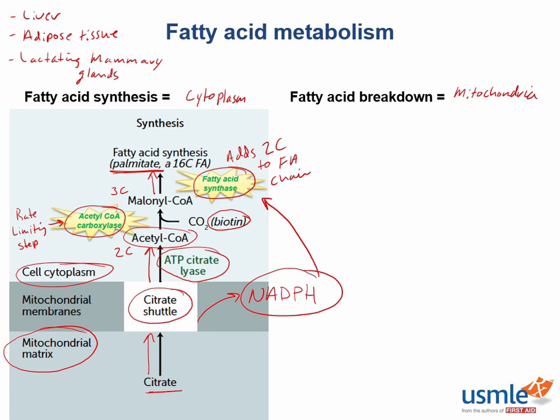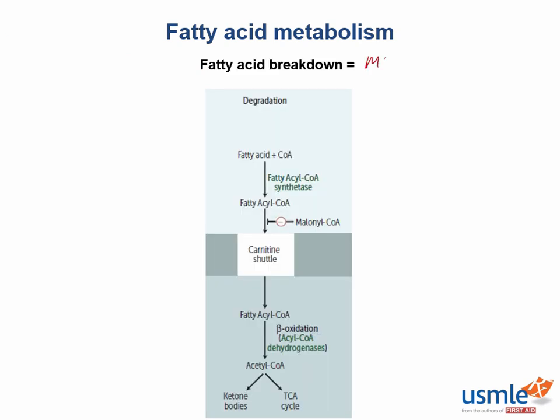So now let's look at fatty acid breakdown or degradation. Now once again, remember that this takes place within the mitochondria. And this process is actually also known as beta oxidation. Now in our first step here, our fatty acid chain plus coenzyme A get converted into fatty acyl-CoA by the enzyme fatty acyl-CoA synthetase. Now these acyl-CoA molecules are transported into the mitochondria using the carnitine shuttle, which ends up being inhibited by a buildup of malonyl-CoA.